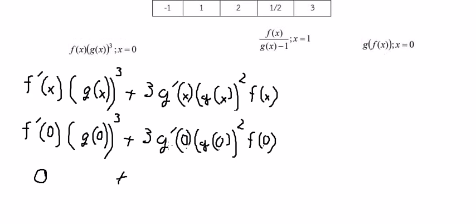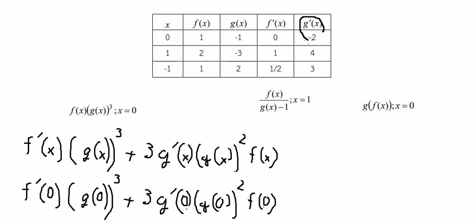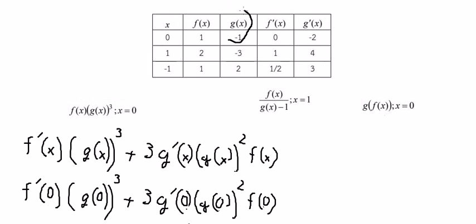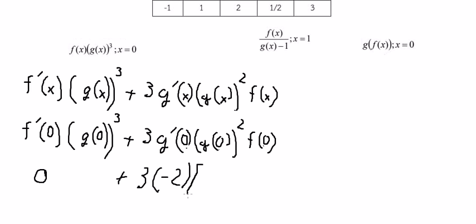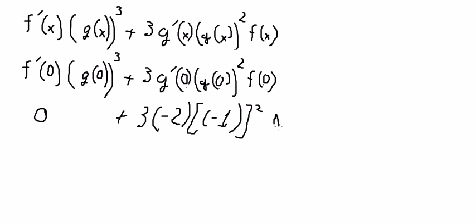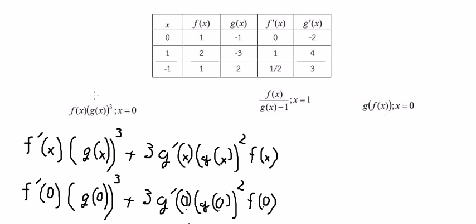Next, g prime of number 0 in the derivative, that's about this one. So you got about negative number 2. And this one, that's about this one. So we put negative number 1. And f of 0, that's about number 1. So we got about negative number 6. And this is the answer.